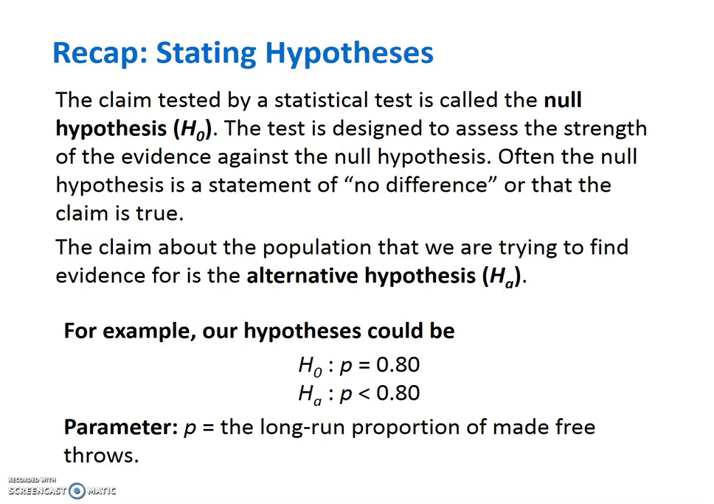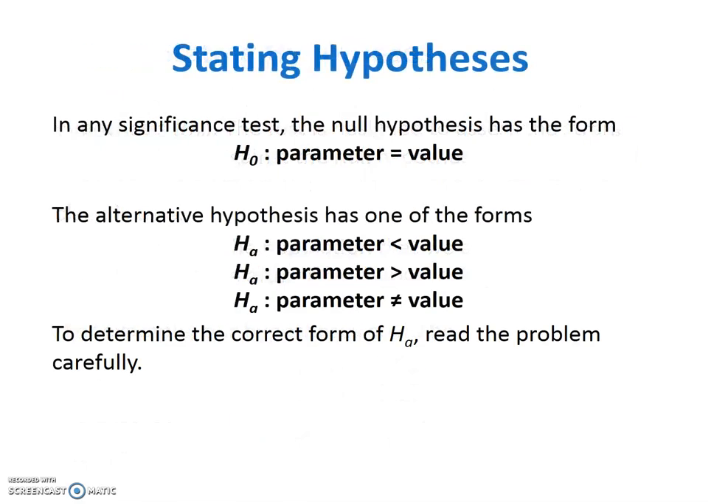Often the null hypothesis is a statement of no difference, or that the claim is true. The claim about the population that we are trying to find evidence for is the alternative hypothesis. Remember, we talked about H sub 0 and H sub A. So an example, we could have a proportion that is equal to 80%, or 0.8 for our null, whereas our alternative could be the proportion is less than 0.8, where P represents the long run proportion of made free throws. Say it was a basketball example.